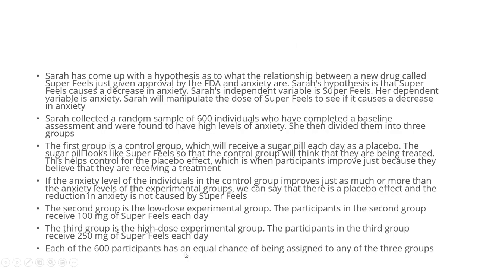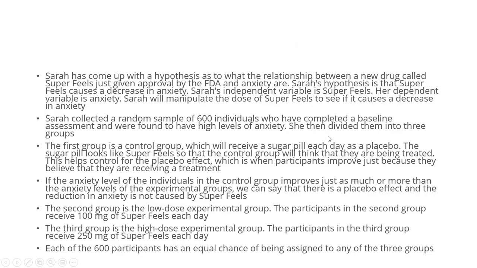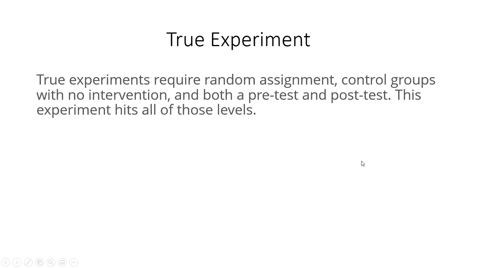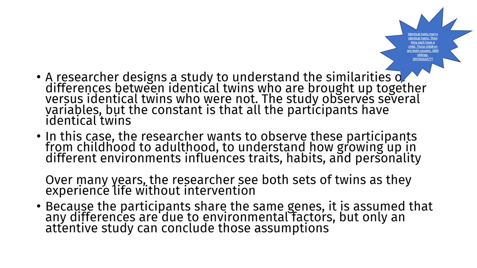And we're back. This is a true experiment. True experiment requires random assignment. So each of the 600 participants had an equal chance. That equates to randomness. They have control groups with no intervention. That is, in essence, what the placebo group is. They don't actually receive Superfeels. There is both a pre-test and a post-test. And in this case, she selected 600 people with a random sample who have completed a baseline assessment. That's the pre. And then the post is studying Superfeels and whether or not it causes a decrease in anxiety. So there's your post-test. So that would be a true experiment. All right, next one.